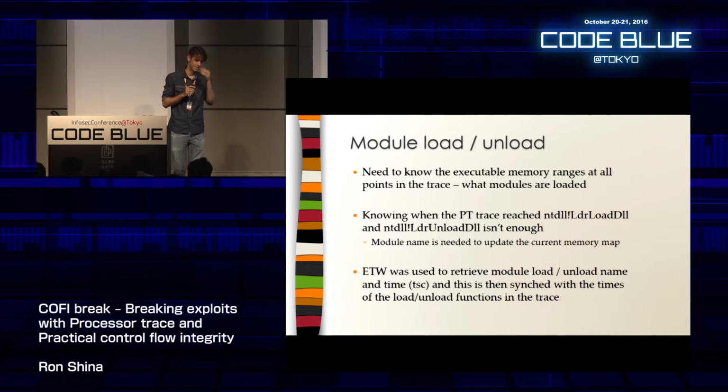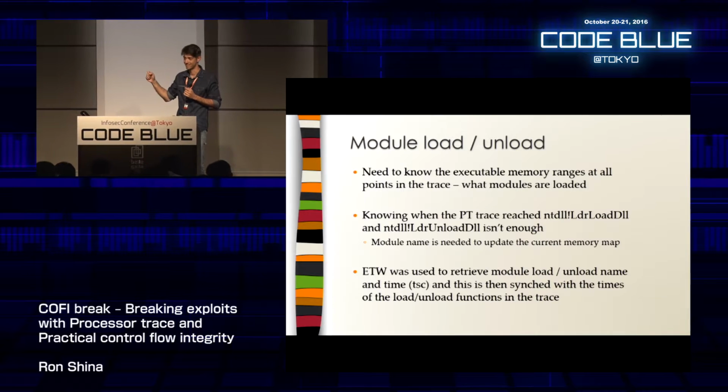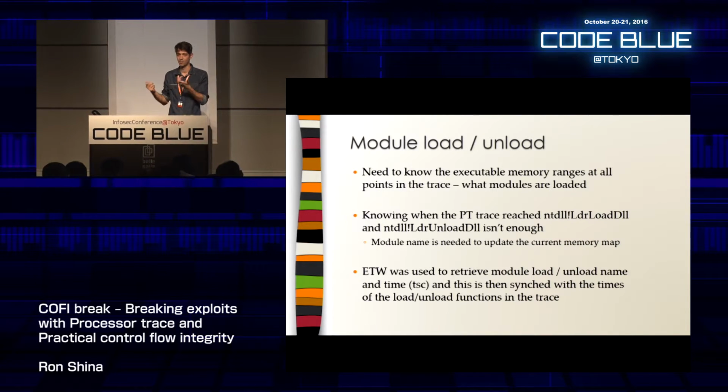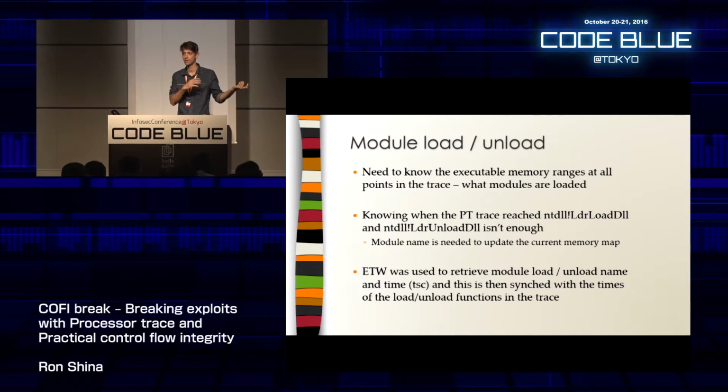What you do need to remember is that with processor trace, you only get where the code currently is. So you won't get the string of the module that's currently being loaded. But you do get that from event tracing for Windows, so it is rather trivial.